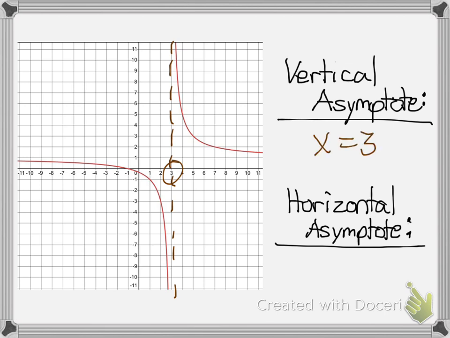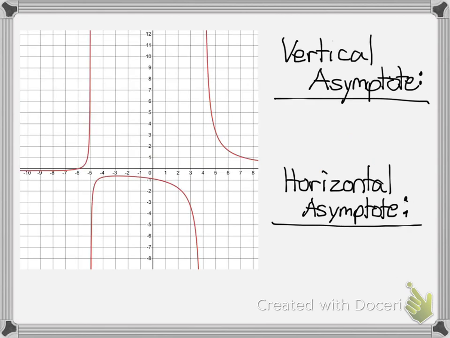All right, now let me draw my horizontal asymptote. Can I draw it like that? Nope, because it goes through that curve. Could I draw it right here? Absolutely, because it does not cross over that curve, the red curve. So what number did it go through on the y-axis? 1. So then it'll be y equals 1.